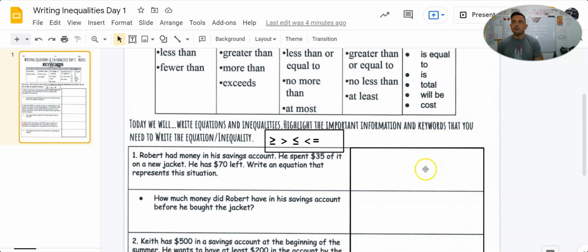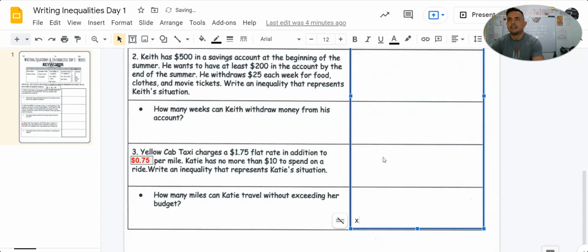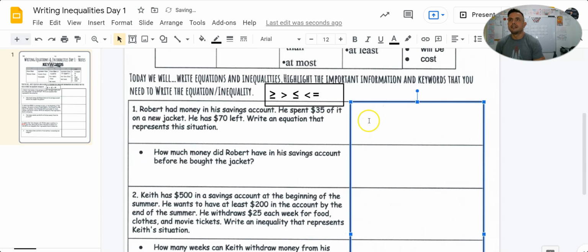All right, so what we do know is that he has money in his savings account. They don't tell us directly what it is, so we'll just call it X. Then we know that he spent $35, so that's minus 35 from his total amount. He bought a new jacket, and then he had a remainder of $70 after that expenditure. So we were asked to write an equation that represents the situation, and there it is, pretty easy.